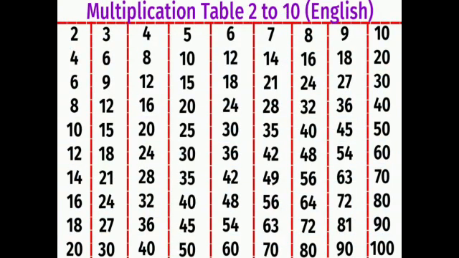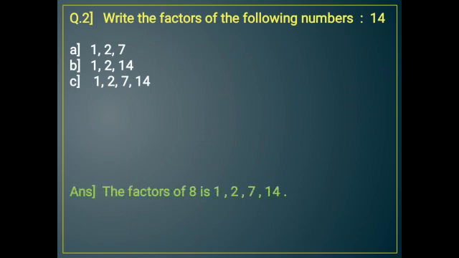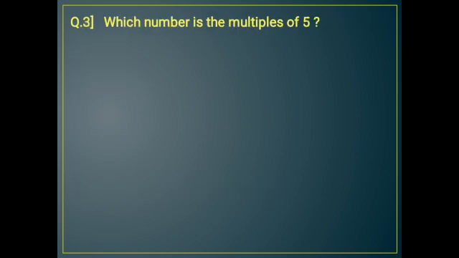So 14 goes in which table? That is 2. You can see 2 here. Then in table 7, and we can say that 14 itself. So the options are 1, 2, 7, 14. Yes, the factors of 14 are 1, 2, 7, 14. That is option C.